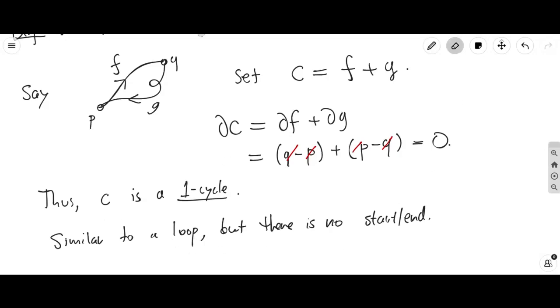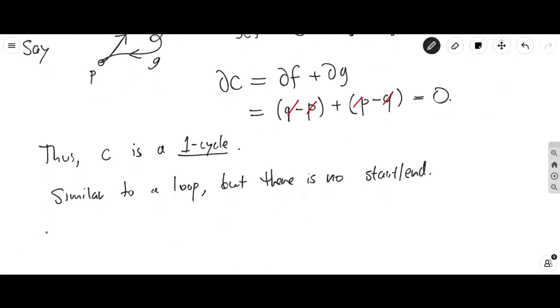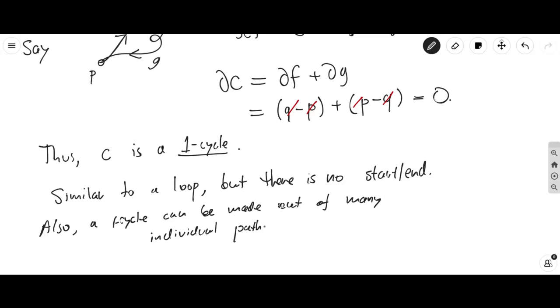So the way you want to visualize one-dimensional cycles is you want to visualize them in almost the exact same way as the loop. I would say the other difference is that maybe you can also add this. Also, a cycle, a one cycle, can be made out of many individual paths. But a loop is just a single closed path itself.